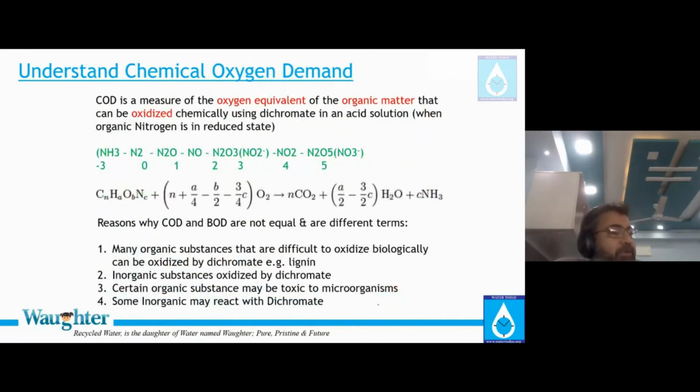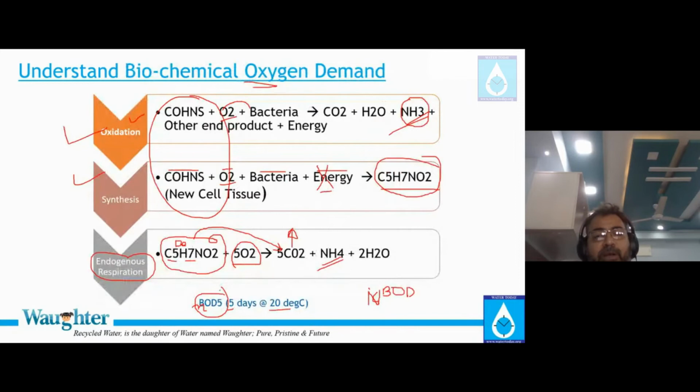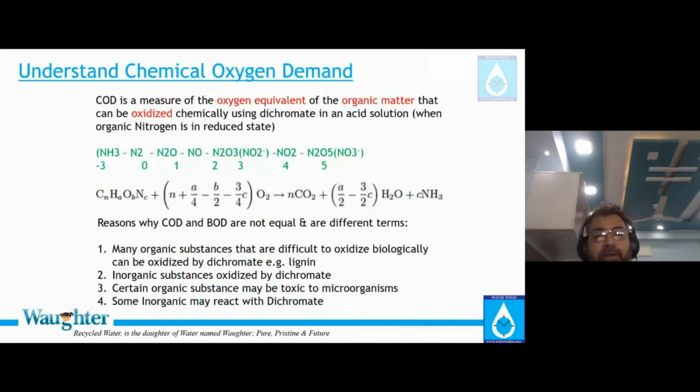Now let's understand COD a little bit. COD is the measure of oxygen equivalent of the organic matter, right? Something the way I said COD. But keep understanding this formula, that whenever we are talking about COD, we also have a nearby material called ammonia. Just keep attention to ammonia, because nitrogen has many states. When it is NH3, it is in the reduced state. So I am just writing -3.